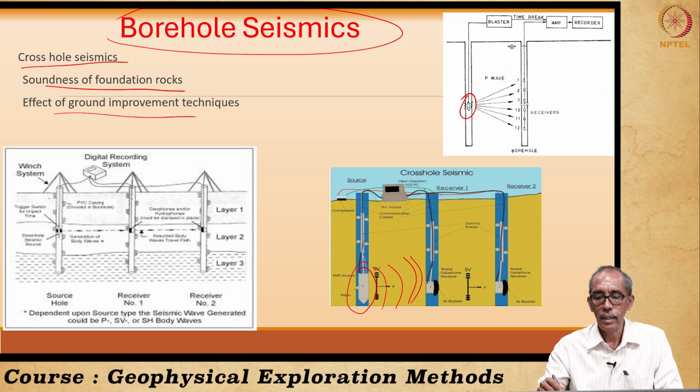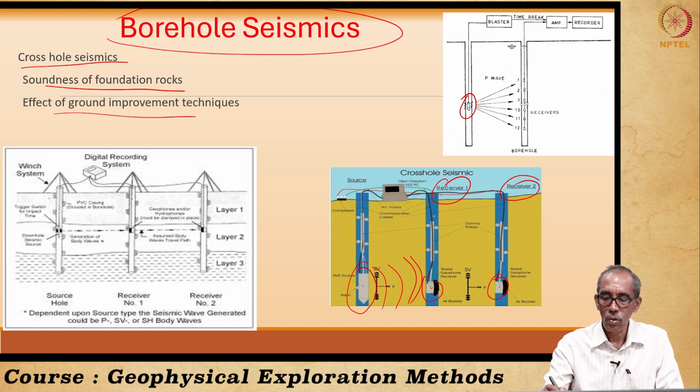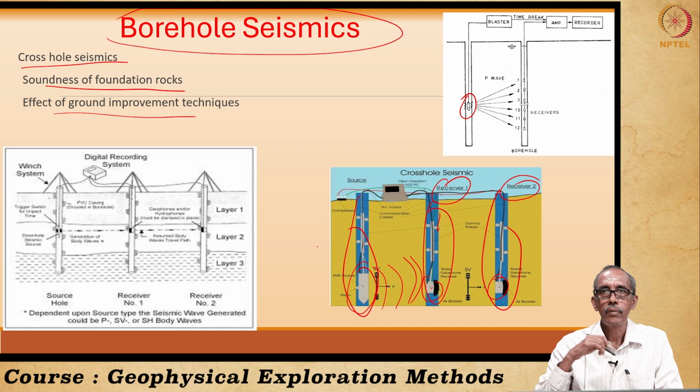On the other end, in the adjacent borehole, in this case we are using 2 boreholes, the detectors are kept. In the first borehole, the detectors are kept. In the second borehole also a detector has been kept, which is basically a geophone. So, these 2 holes are receiver holes and this is the source hole, and we try to understand what the velocity in the formation is.